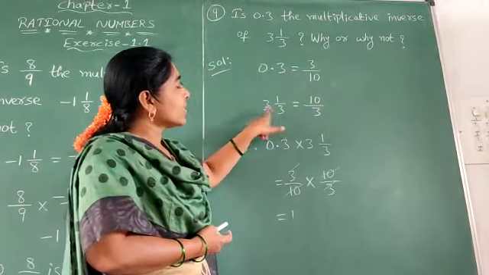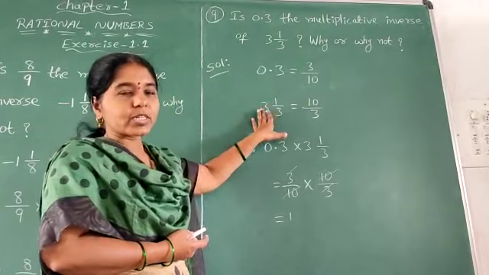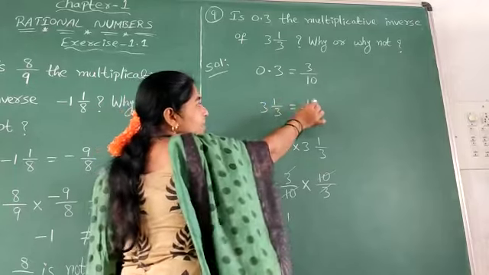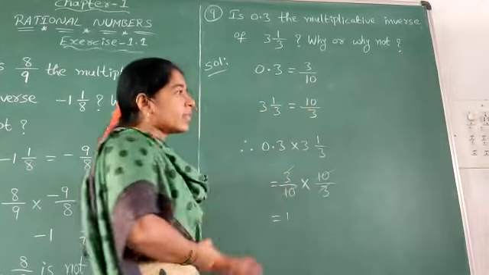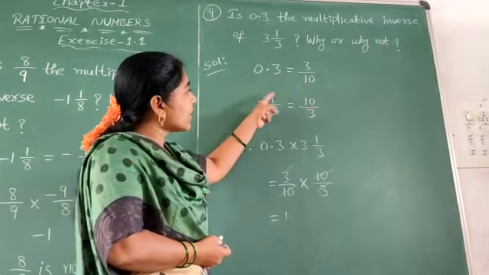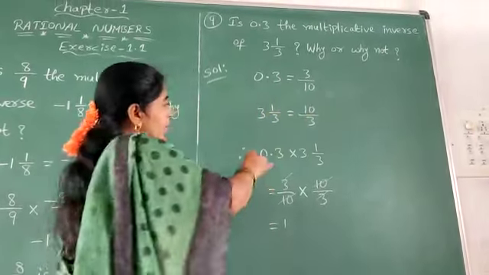Then 3 1 by 3, 3 integer 1 by 3, is a mixed fraction converted to improper. 3 times 3 is 9 plus 1 is 10, denominator as it is. One more time, 0.3 is in the tenths place, that's why 3 by 10. And this one, 3 times 3 is 9 plus 1 is 10 by 3.